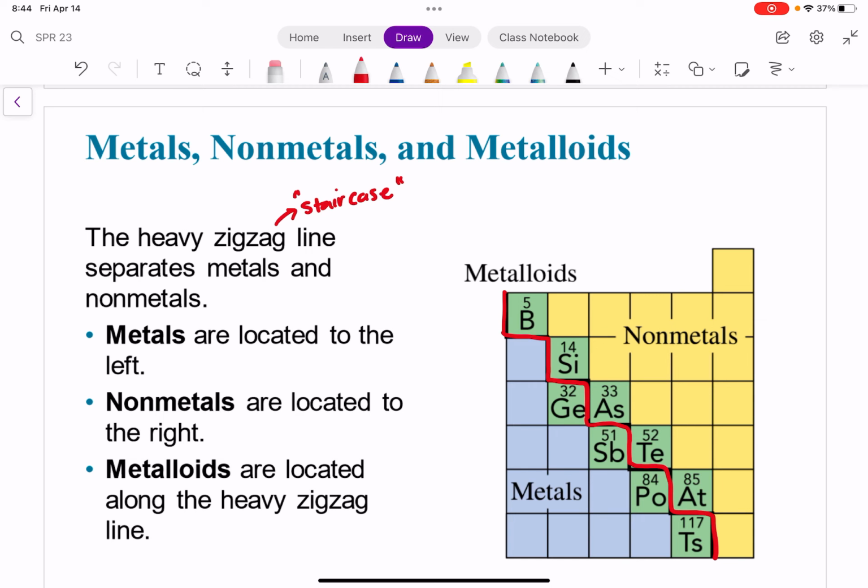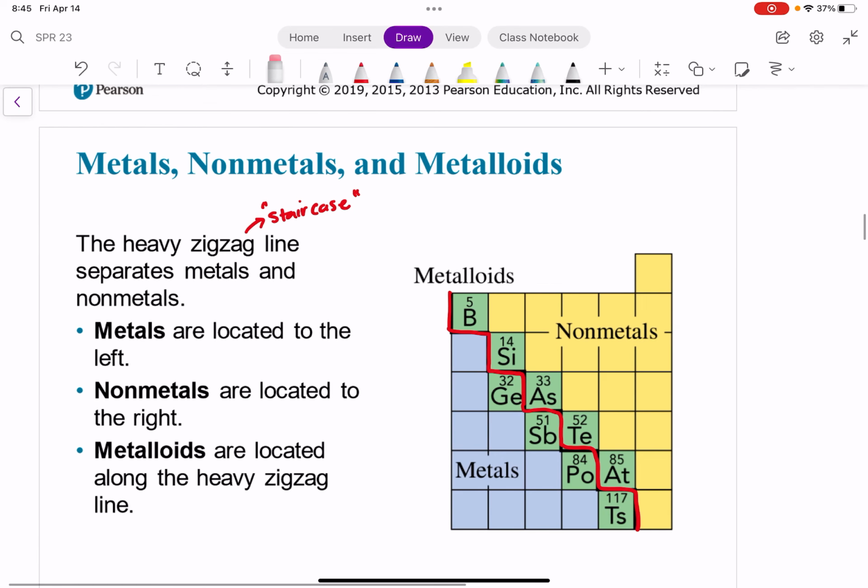Anything right on the staircase is kind of... and there are always exceptions in chemistry. I'm sorry, it's kind of annoying, but there are. Something like this is touching the staircase, but it's not actually classified as a metalloid. But anything in green is a metalloid, and those are located along that zigzag line, or along that staircase. And you'll start to memorize that.